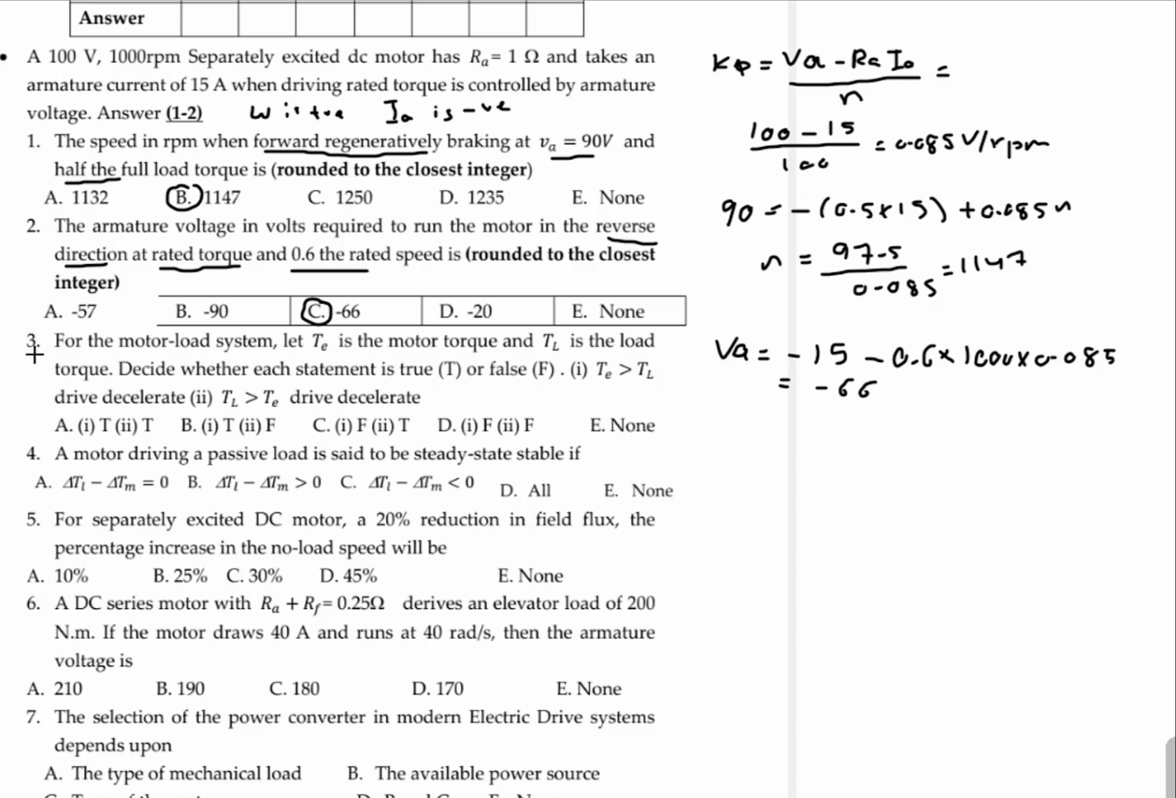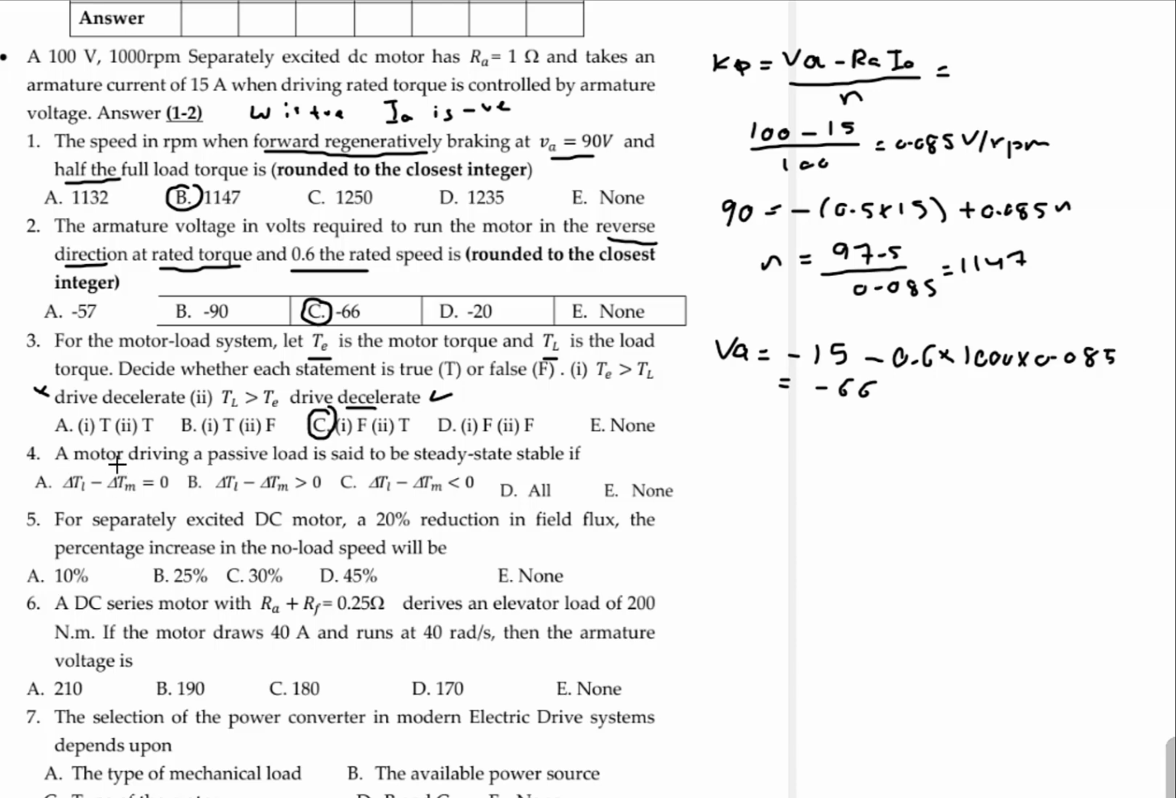For the third one, for the motor load system, if T is the motor torque and TL is the load torque, here we are given two statements. The first one, if the motor torque is greater than the load torque, the drive decelerates. This is not correct. Now if the load torque is greater than the motor torque, the drive decelerates. This is correct. So the first one is not correct, the second one is correct, so the answer will be C.